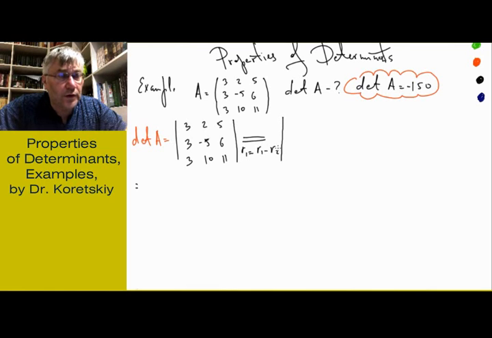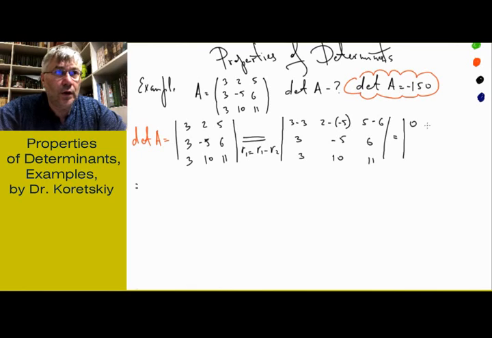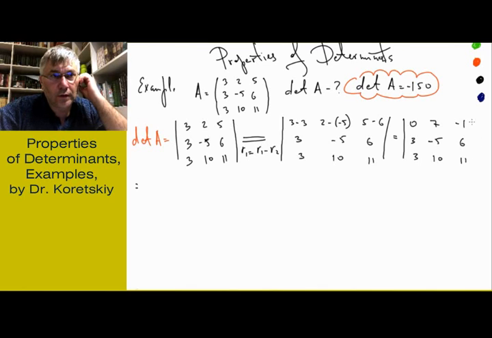And you remember it follows from the properties of determinants that the determinant of the new matrix is equal to the determinant of the given matrix. So we have 3 minus 3, 2 minus minus 5, and 5 minus 6. And the last part of the matrix is the same, 10, 11. And it is 3 minus 3 is 0, 2 plus 5 is 7, 5 minus 6 is minus 1. And here we have 3, minus 5, 6, 3, 10, 11.